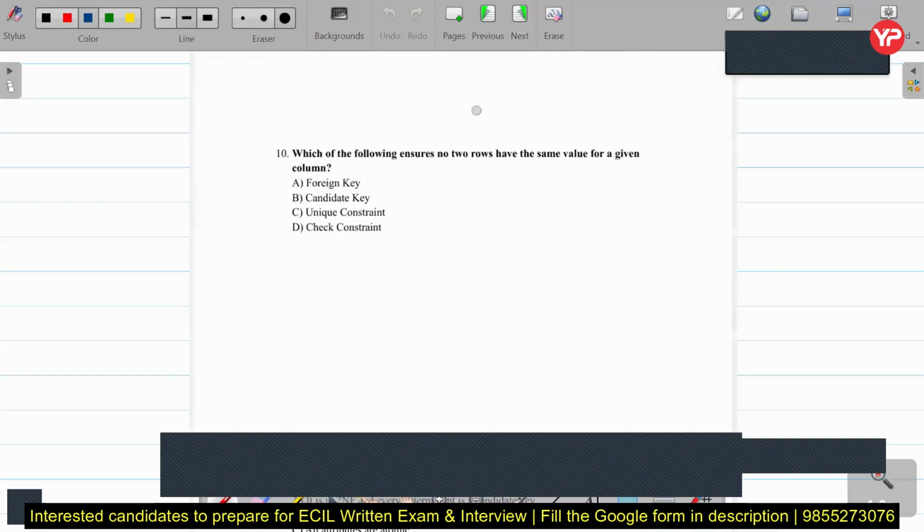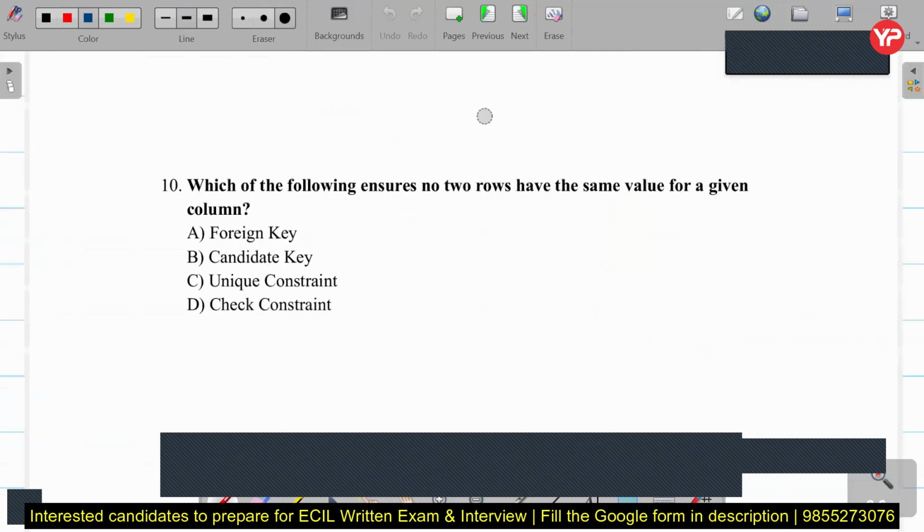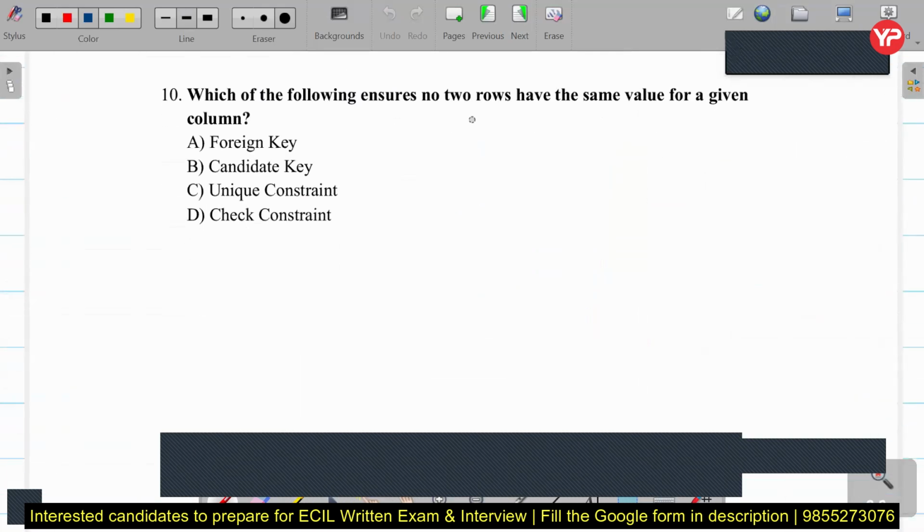Next. Which of the following ensures no two rows have the same value for a given column? See, my dear students, this is a very important question and students sometimes make mistakes here. Which of the following ensures no two rows have the same value for a given column? Fine. See my dear students, what does a primary key tell you?